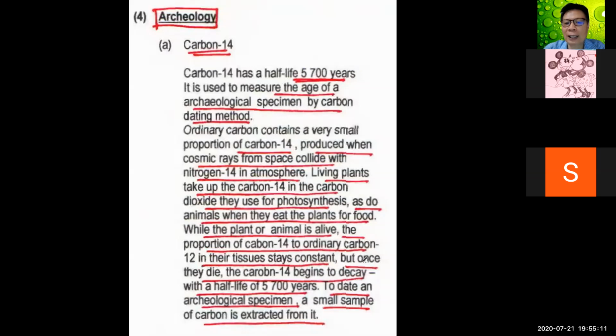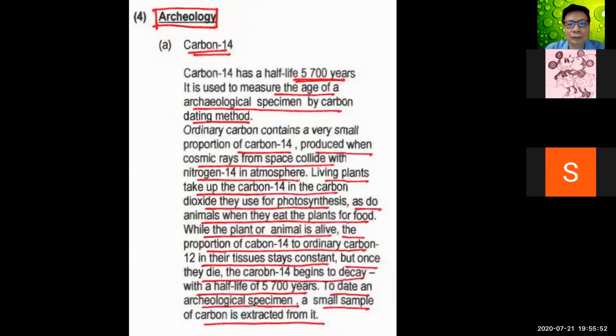Okay, but once they die, the carbon 14 begins to decay. Decay means it will become less and less. Begin to decay, half-life 5,700 years. So to date an archaeological specimen, for example, like dinosaur bones, a small sample of carbon is extracted. So you take the carbon from there and you can test. You test the carbon inside, how many percent is left. By doing that, you can estimate the age of the artifact.